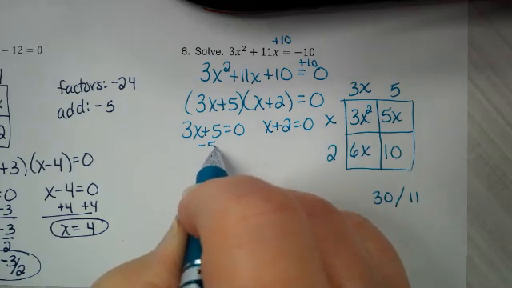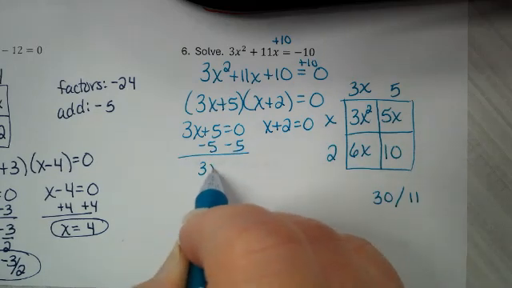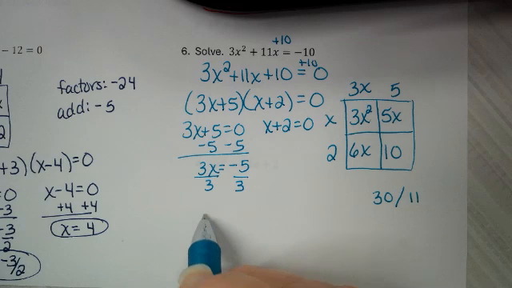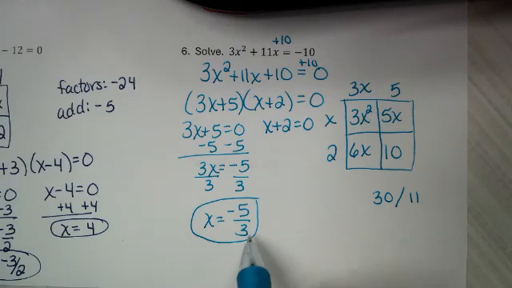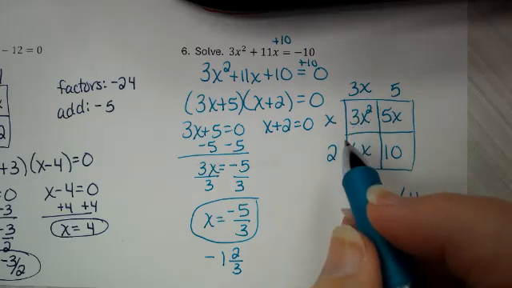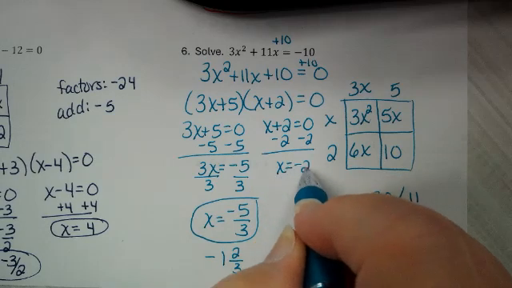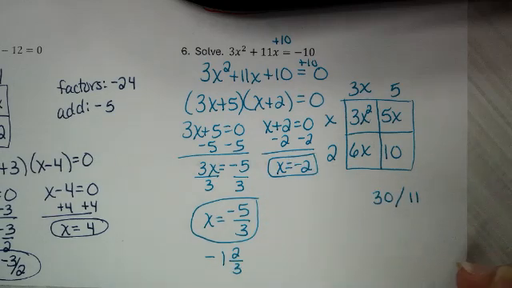So over here, I subtract 5, and then I divide by 3. So this answer is negative 5/3. I'm going to ask you to leave it just like that because I don't want repeating decimals. The only other option would be if you wanted to write it as negative 1 2/3. But please don't put repeating decimals because we're in Algebra 2 now. Subtract 2 from both sides, and x equals negative 2. So those are examples of how to find the solution to a quadratic equation with factoring.